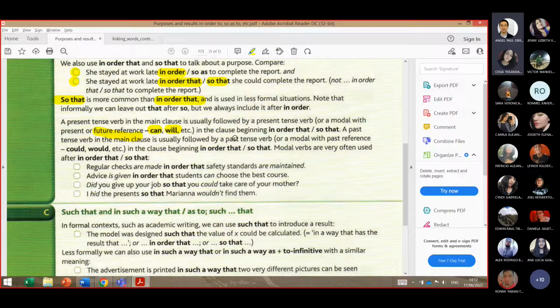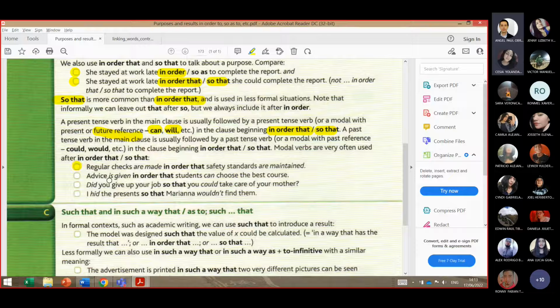¿Sí? In the clause beginning, more the that o so that. Y en la primera cláusula, perdón, podemos tener estos dos, ¿no? More the that o so that. O sea, puede ir al principio o también pueden ir en la mitad, ¿no? Entonces vamos a ver estos ejemplos aquí.